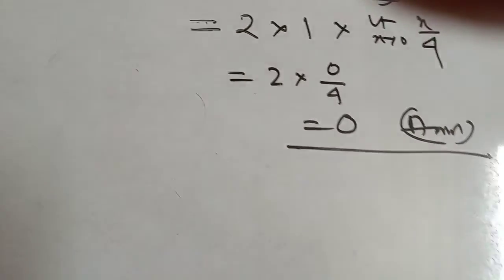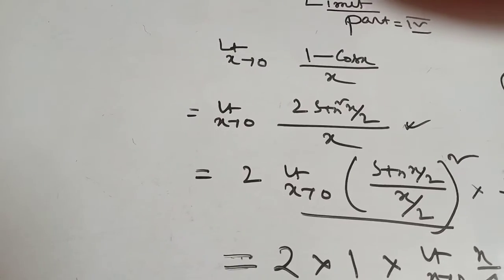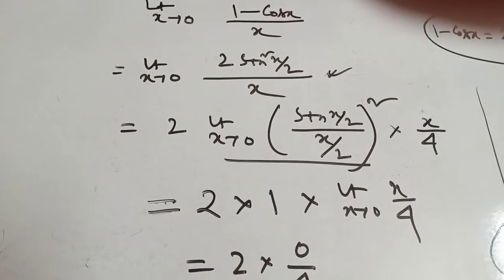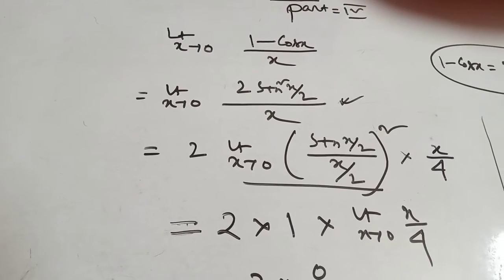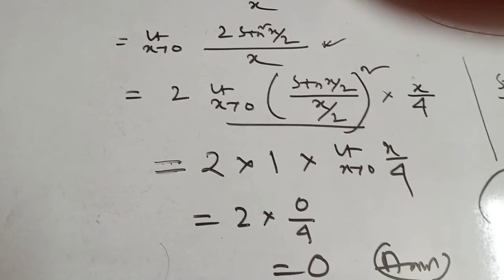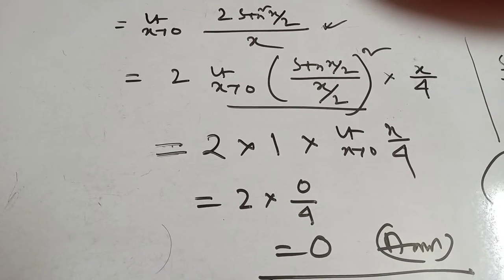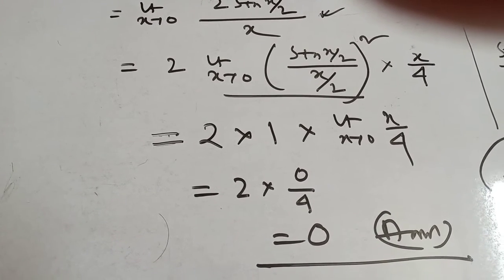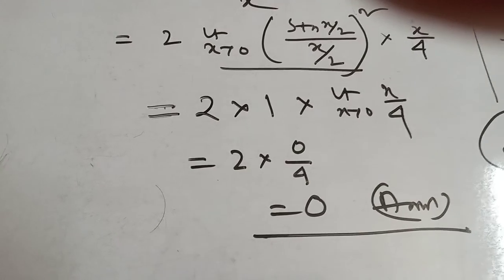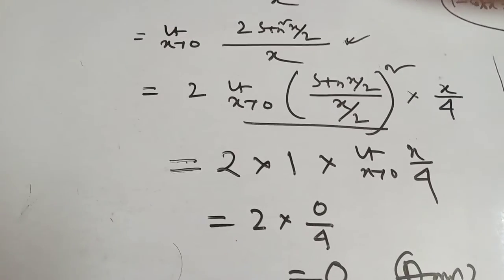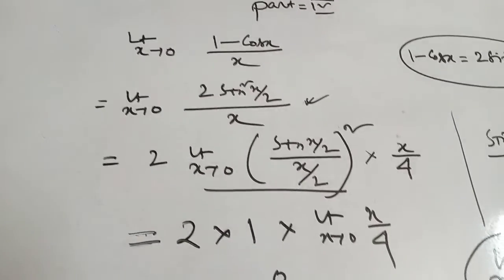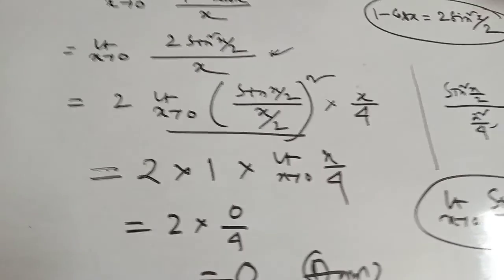That means limit x tends to 0, 1 minus cos x by x. At first you apply the formula of submultiple angle. 1 minus cos x, that means 2 sin square x by 2 by x. 2 into limit x by 2 means sin x by 2 by x by 2 whole square, into x by 4. 2 into 1 into limit x tends to 0 x by 4. That means 2 into 0 by 4, it will be 0. This is the most important formula. At first, the main formula of submultiple angle is necessary.